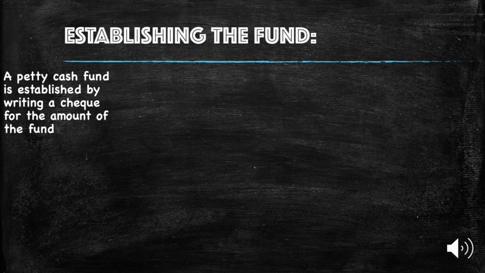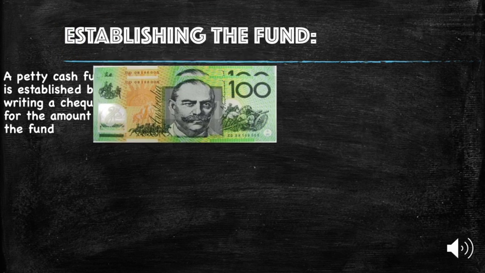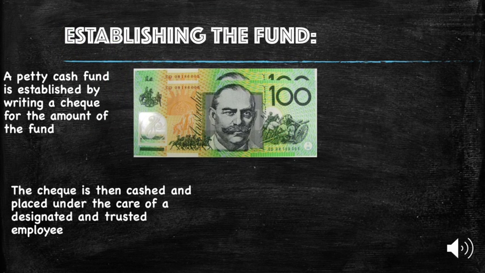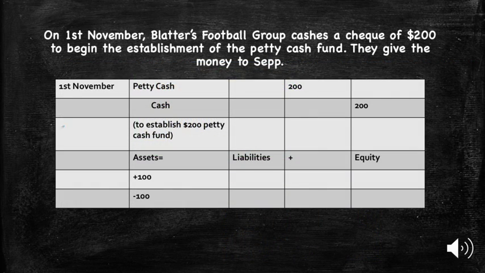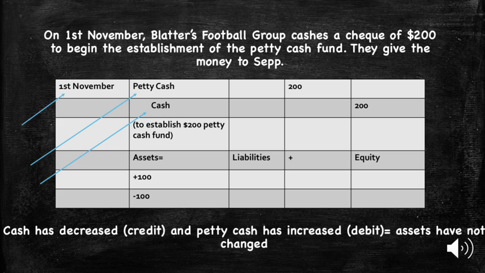To establish the fund, we write a check for the amount of the fund, like $200 as our example. The check is then cashed and given to an employee, like Seth. To journalize, on the 1st of November, we debit petty cash for $200 and credit cash for $200. Therefore, cash has decreased and petty cash has increased. However, assets have not changed as they're both on the same side.